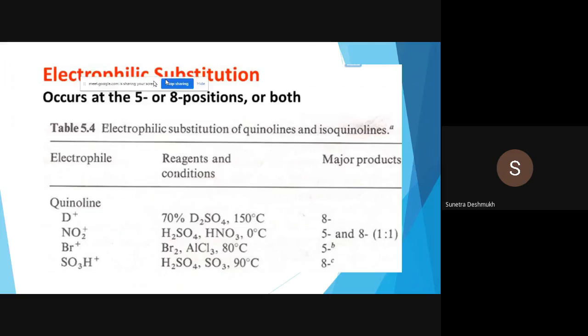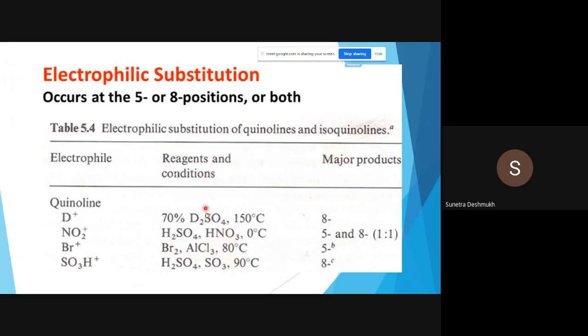Next one, some data from the Gilchrist book I have taken here. Electrophilic substitution occurs preferentially at the 5th and 8th positions or both. Table 5.4, electrophilic substitution of quinoline and isoquinoline. The electrophiles they have given, in case of quinoline only, not isoquinoline: deuteration, nitration, bromination, and sulfonation.